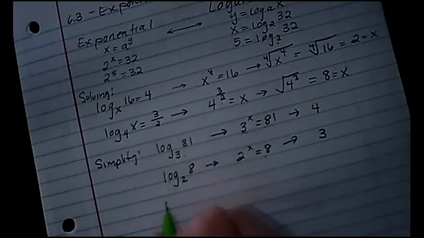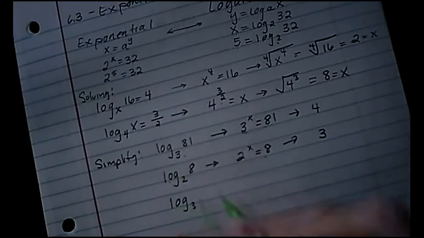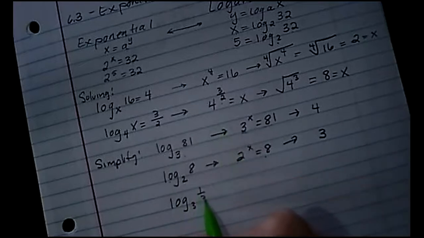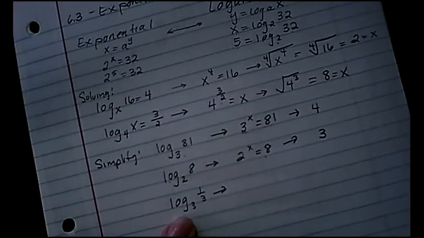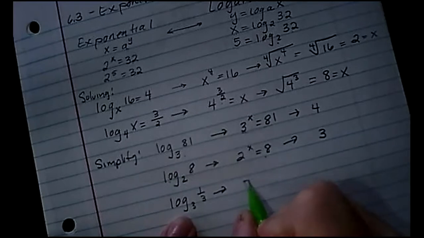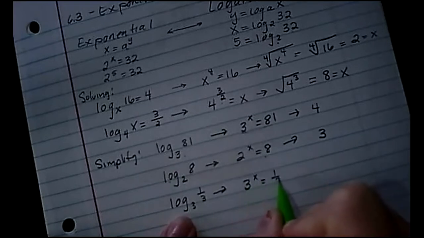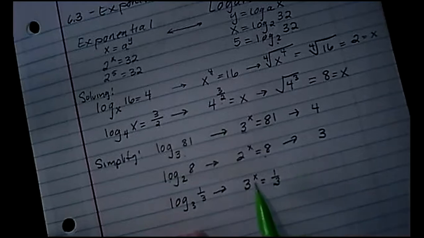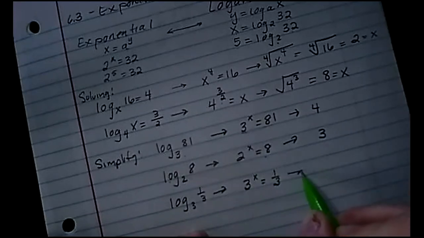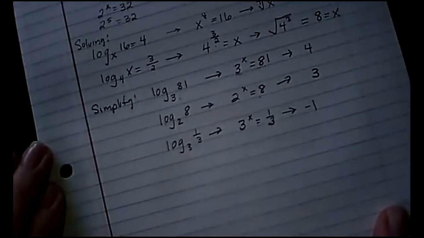What about something like this? What about log base 3 of, let's do 1/3. Let's do a fraction. Okay, so simplifying is saying 3 to what power is 1/3? Well, recognize if this is a negative, that moves this number down to the denominator. So if I were to make that a -1, then 3 to the -1, wouldn't that be 1/3? Because we'd move it to the denominator. So that also works when we have fractions to simplify.